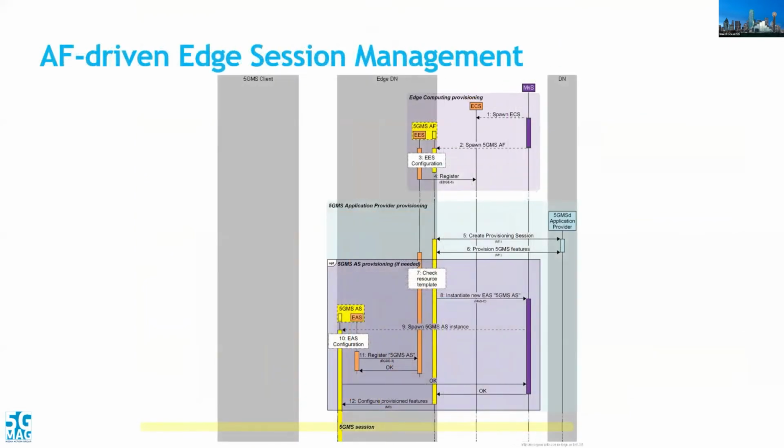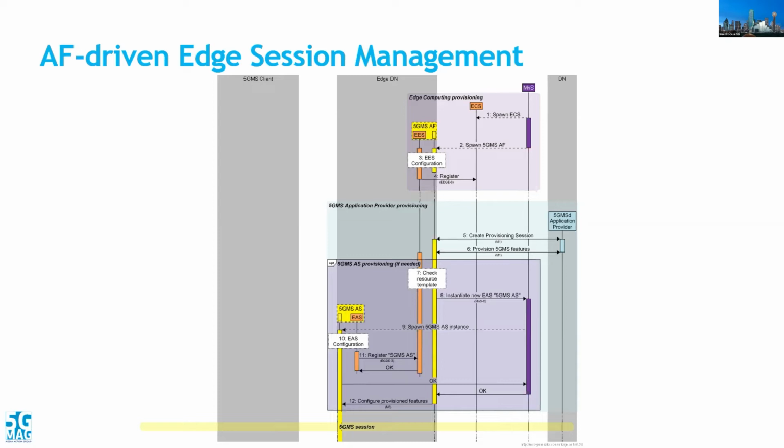The AF-driven is slightly different in the sense that this can happen completely transparently to the application on the client. There might still be some assistance or some knowledge or information exchange with the MSH, but really the application doesn't know that it's even talking to an edge server. So that's all done or managed by the 5G-MAG AF based on the provisioning information that it has received from the application provider.